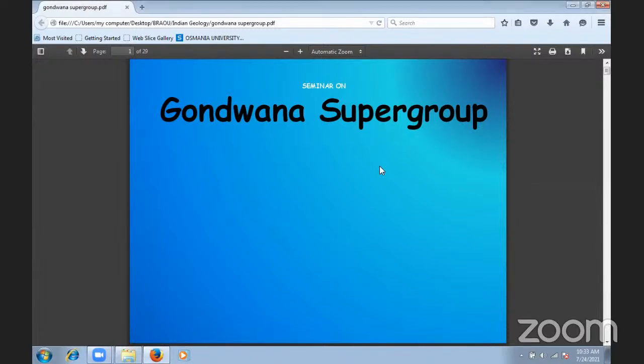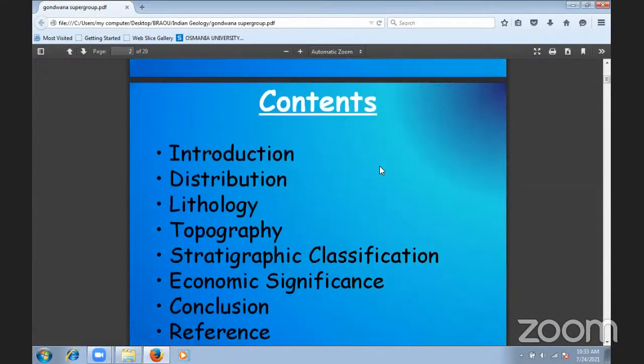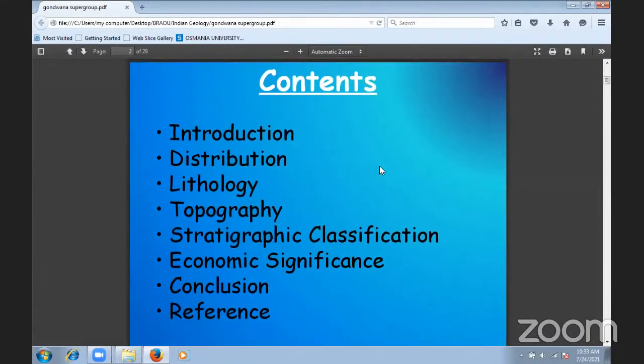Next, coming to the Gondwana group or Gondwana supergroup. Here the Gondwana supergroup rocks are well exposed and developed in a triangular area, and it is bounded by the Damodar and Narmada valleys in the north. It is also located along the Godavari Valley. The trend is northwest-southeast, and it extends in the north part of the east coast of peninsular India.